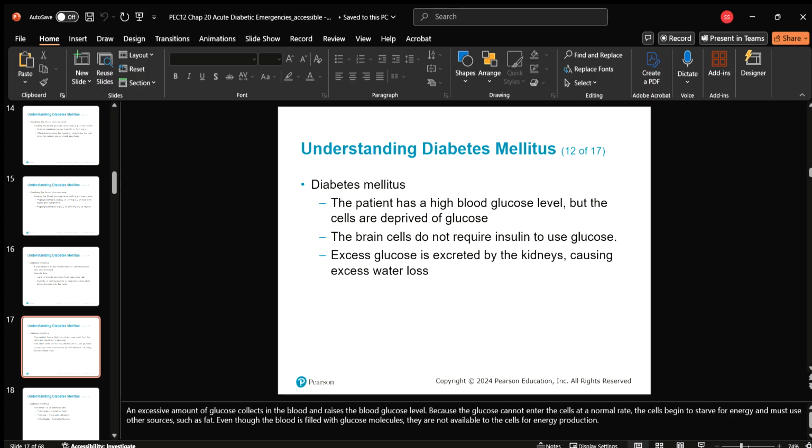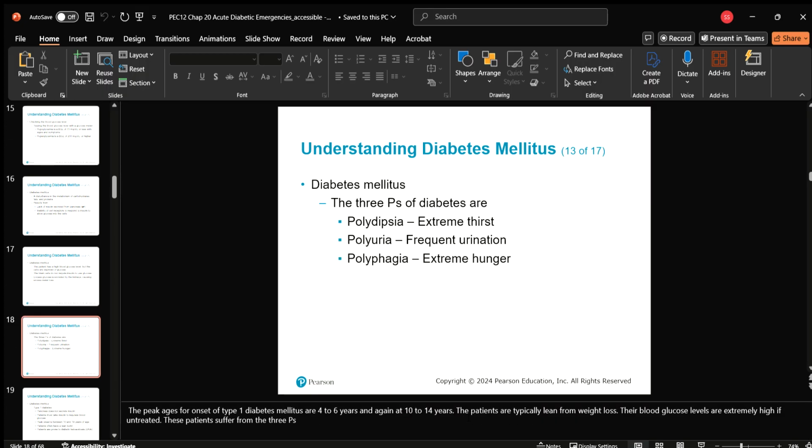So when we talk about the 3 Ps, what are the 3 Ps? It's the next slide, but we should know them. What are they? In layman's terms, if you don't know the medical terms, what are the 3 Ps? Excessive urination? Someone said it. Excessive hunger? Yes. Polydipsia, extreme thirst. Polyuria, excessive urination. Polyphagia, extreme hunger.